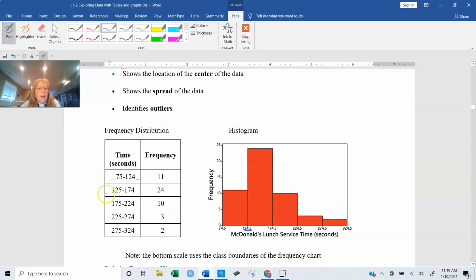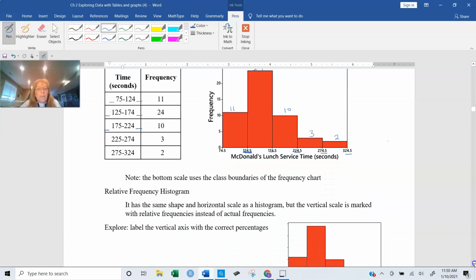The boundary here again would have been 124.5 to 174.5. Boundary here, 174.5 to 224.5. So that's where all of these numbers came from. Then we just graph our frequency. In our first class, we had 11, so we go up to 11 and draw it in. Second class, we had 24. Third class, we had 10. Then we had 3, and then we had 2. So that is a graph, or a histogram, of our data.